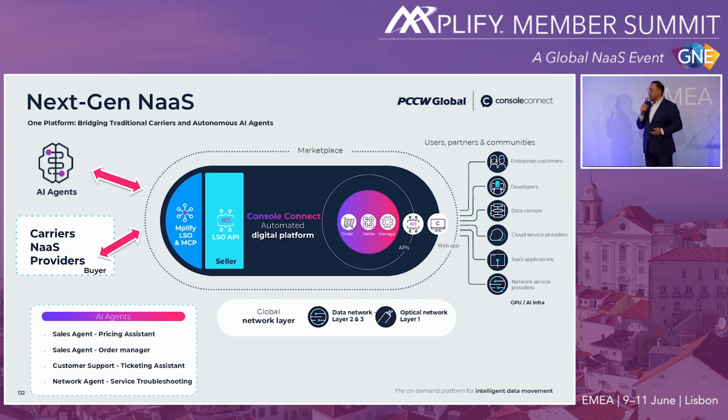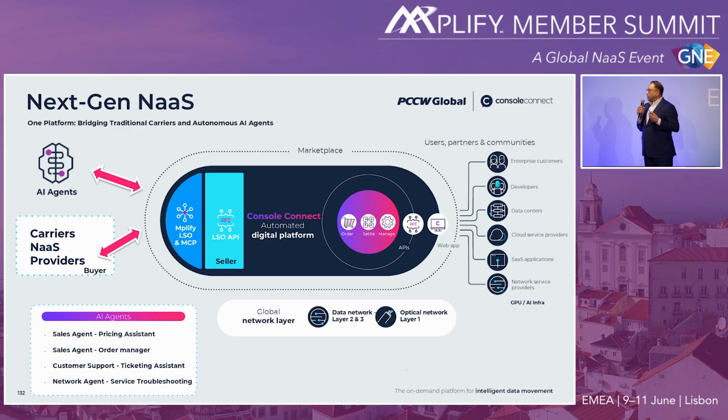So to answer that, as you can see, we have automated our network and enabled it through either a web portal or through standardized APIs. Now we have added a layer where there is an MCP server sitting on top of the standard APIs. That opens up our NaaS services to the traditional carriers and NaaS providers who are still connecting with us through APIs, but also to AI agents who would now connect using MCP into our backbone.